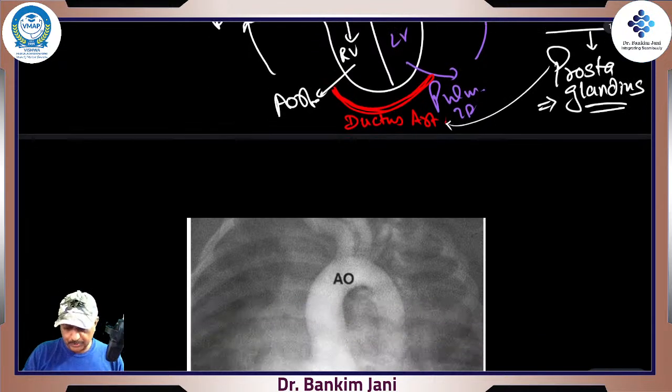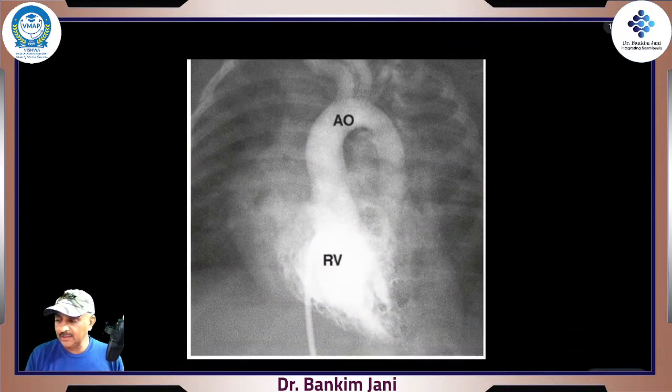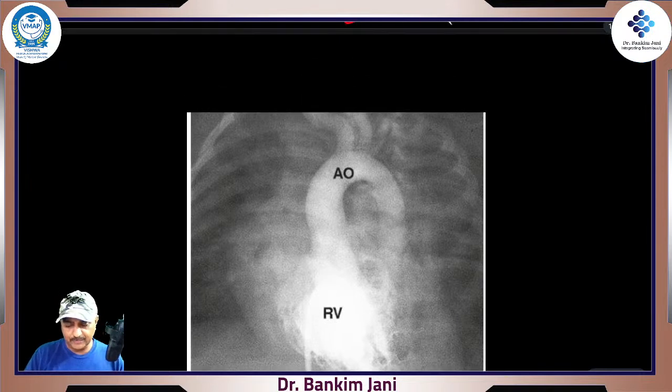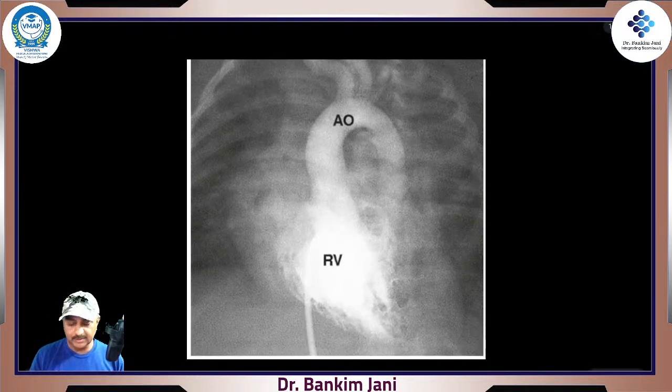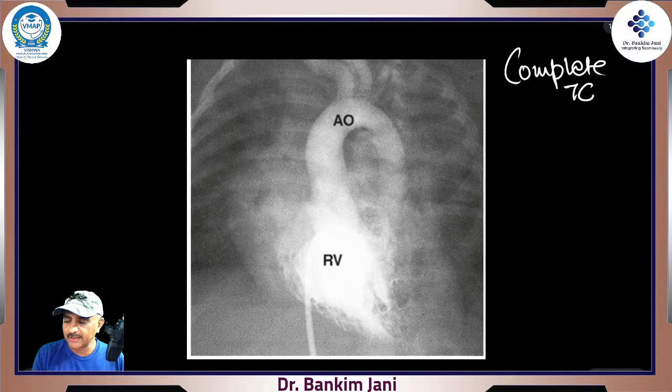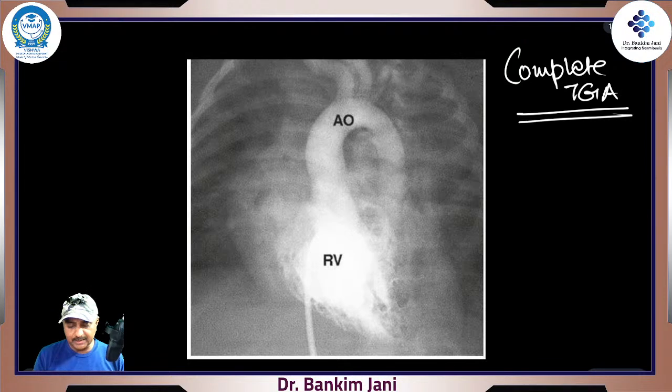Let's see some angiographies, such classical angiographies. Very rarely some other things are seen, but this is very classical. Why? Because this is complete TGA, complete transposition of great arteries. We have injected dye into the right ventricle; this is the catheter. We have injected the contrast media into the right ventricle, and the contrast media is going into the aorta. This is the arch of the aorta and it is going down.